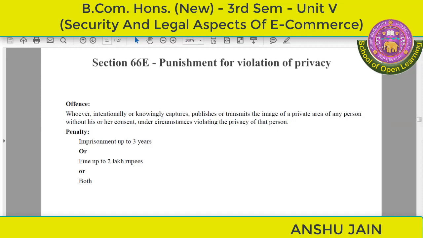अगर आप किसी के प्राइवेट एरिया में अगर आप जा रहे हो, आप एक्सेस ले रहे हो अनऑथराइज्ड और उसकी प्राइवेसी के जो रूल्स थे, कंडीशंस थी, उनको वायलेट कर रहे हो, अनऑथराइज्ड एक्सेस अगर आप कहीं पे भी कर रहे हो, देन दैट इज कंसिडर्ड एज द ऑफेंस। नाउ एनी पर्सन whoever intentionally or knowingly captures, publishes, transmits the image of a private area of any person without the consent, under these kind of circumstances he is violating the privacy of that person, then he will be liable for the imprisonment up to 3 years or fine up to 2 lakh rupees, or both imprisonment and fine may be levied on the person.